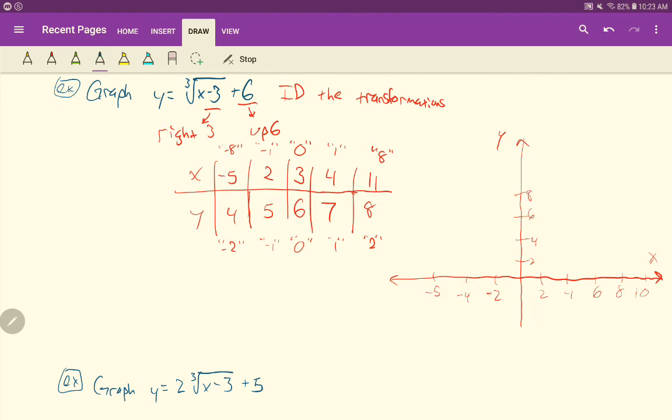I'll do this one in blue just so it stands out against the background here. So -5, 4. So -5, 4 is this point right here. And then 2, 5 right there. And then 3, 6 right there. And then 4, 7 right there. And then 11, 8. So 11 would be like over here, and then 8 would be up there. And there's our cube root. You can also go to your graphing calculator's table and check out these numbers as well in the table.